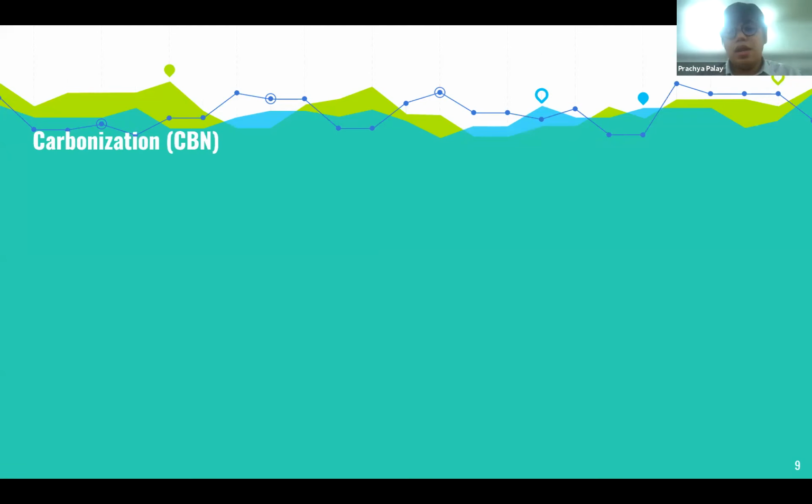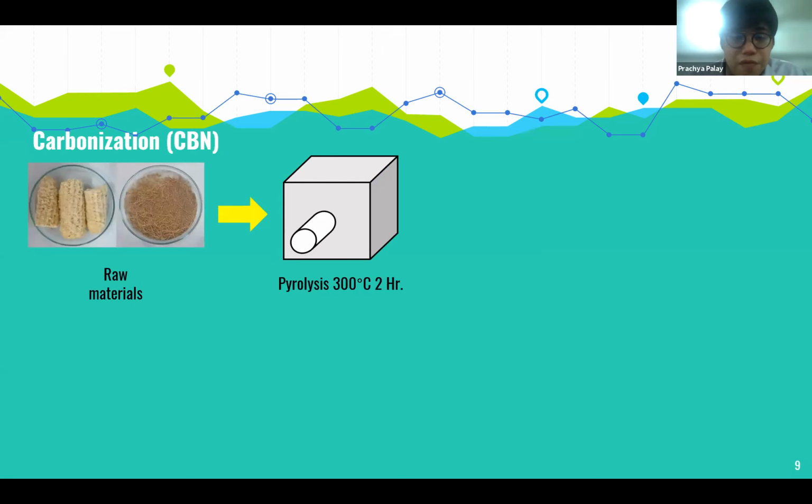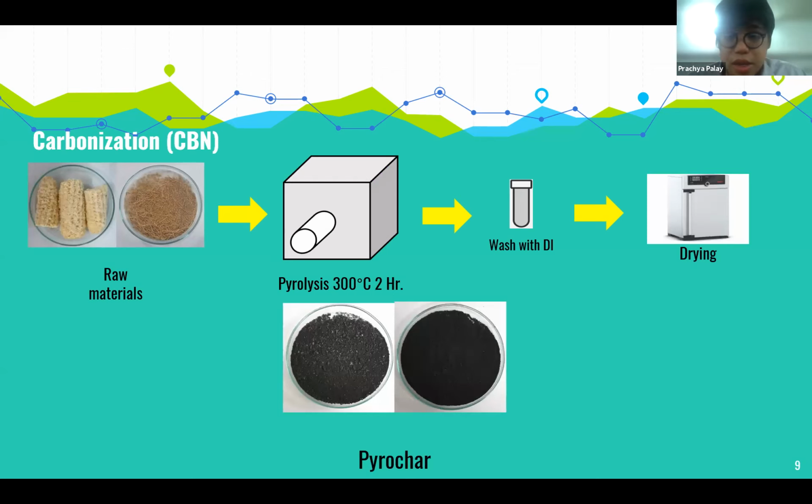The carbonization. The carbonizer was used in synthesis. The temperature of carbonization was 300 degrees Celsius, holding for 2 hours, then washing with DI water and drying. Finally, I get the product, biochar.